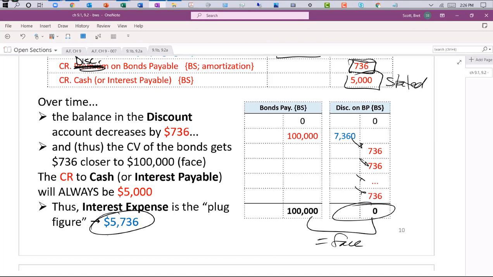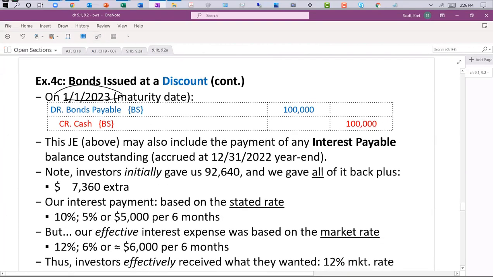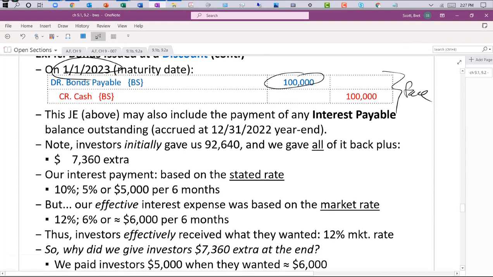Mechanics are a little bit challenging, but if we do it right, we'll know that by the time we get to the maturity date, the entire carrying value is just going to be worth $100,000. There's going to be no discount left over. We just have the bond face value to pay off, so we pay that sucker off. Again, this looks a little bit weird. They paid us initially $92,640 at the start. We paid them back how much? $100,000. So we gave them $7,360 more at the maturity date.